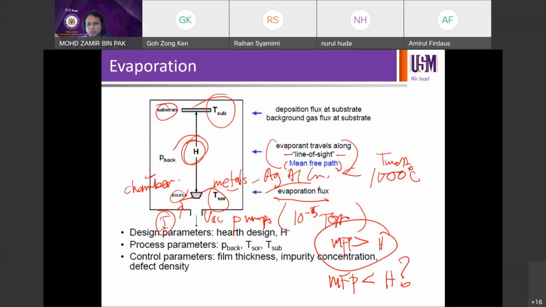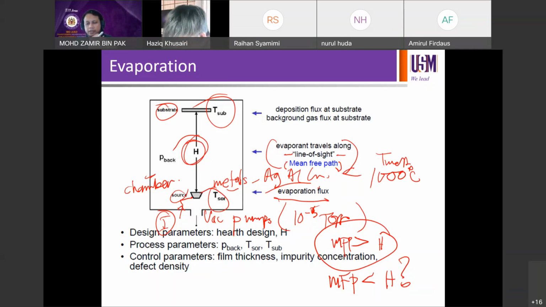Zik, what will happen if your MFP is less than H? Mean free path. Over deposition on the substrate. Possible. Sorry, saya tak dengar apa tadi. Over deposition on the substrate. Okay. Yes. Lagi ada jawapan lagi? Tu je kot. Okay, alright.